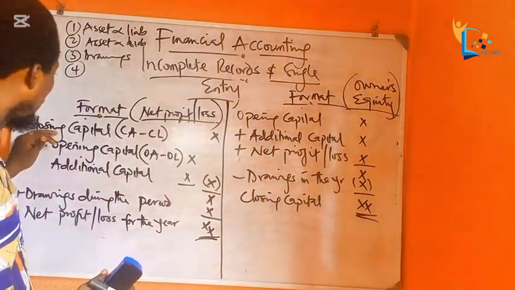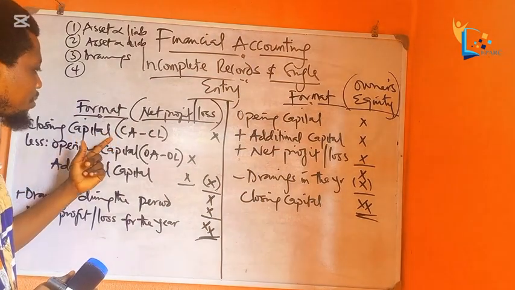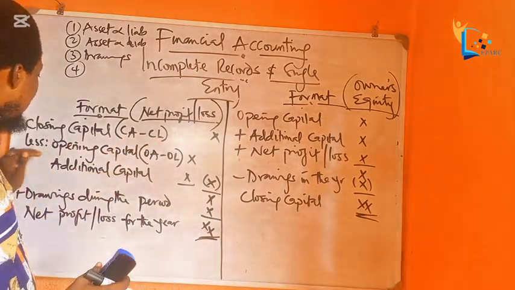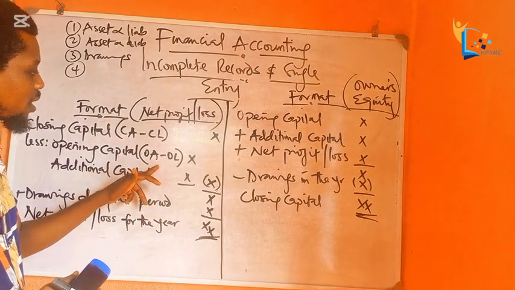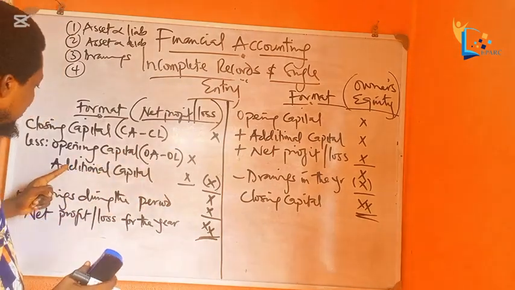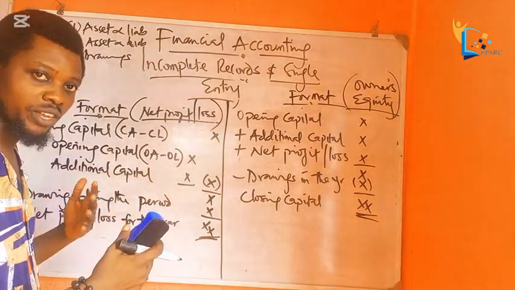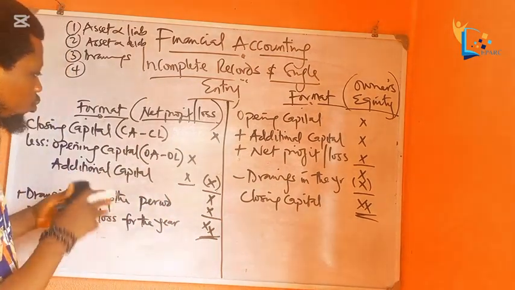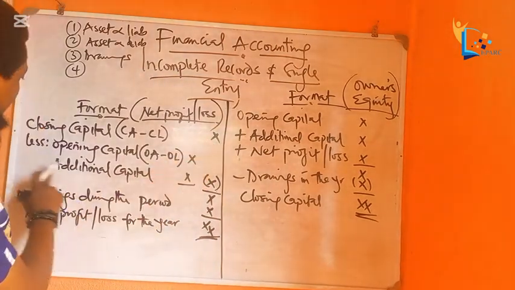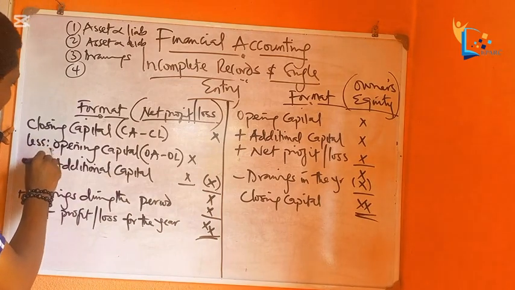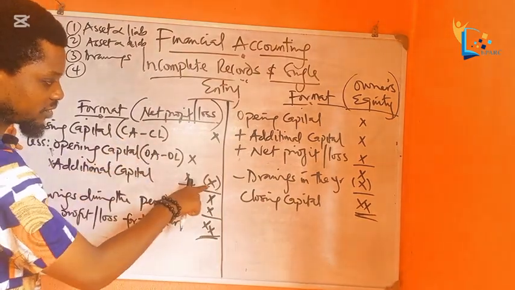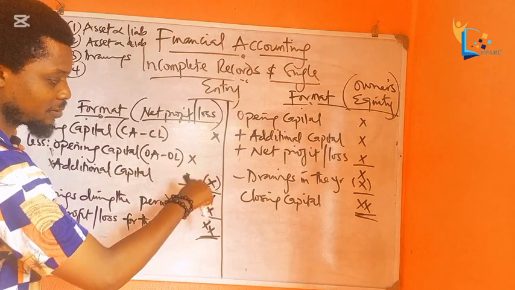Okay, we have here closing capital. The closing capital here is closing assets minus closing liabilities. Then we less our opening capital, which is opening asset minus opening liability. Then if there's an additional capital introduced within the period, you add it to this and less it. Whatever you get, you less from your closing capital. Do you understand? You are lessing this and this from this one. This bracket indicates deduction.